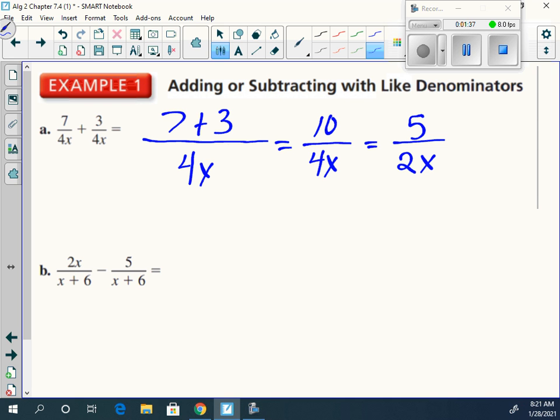And with addition and subtraction, if we looked at the original two, 7 over 4x and 3 over 4x, there's not a common factor in either one. But when we added them together, we ended up getting a common factor. So this is it here. Now, x cannot be 0 because it would make the denominator equal to 0.